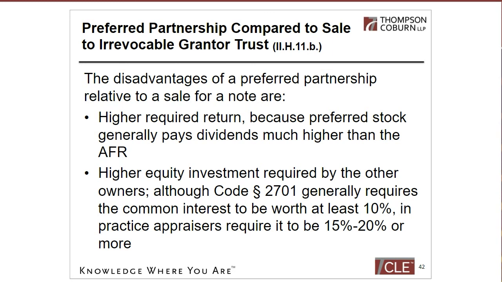So they're going to need to chip in more. When you talk about seeding your gift, like if you have a sale to an irrevocable grantor trust and you want to seed your trust, and you're going to put in some seed money, a lot of times that's going to be like 10%. It could be more, but in a preferred partnership area, I doubt you're ever going to be down at 10% for the common. The common is going to wind up being a good 15 to 20% or more as a practical matter.